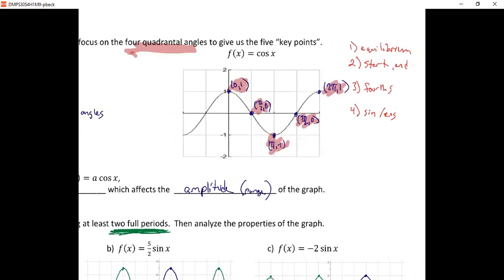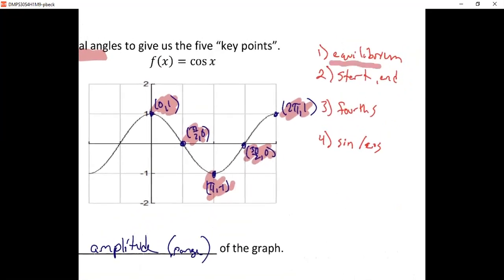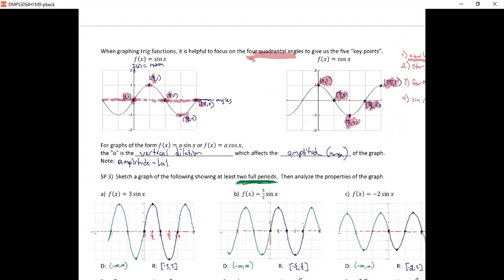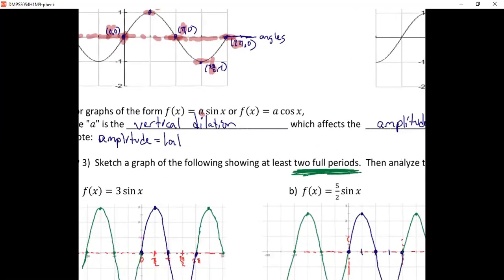So let's begin the graphing of things that aren't just a basic sine or cosine. And the way we're going to do this is first identify what the equilibrium is. The equilibrium is really going to be our vertical shift, which we're not there yet. So we're going to talk about these functions first, which just have a vertical dilation. If you remember, when we were in chapter 2, we had y equals a times f of x. So that is a vertical dilation.